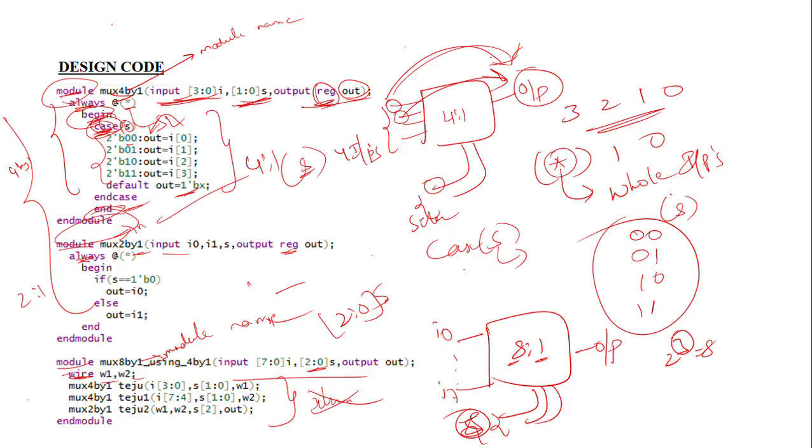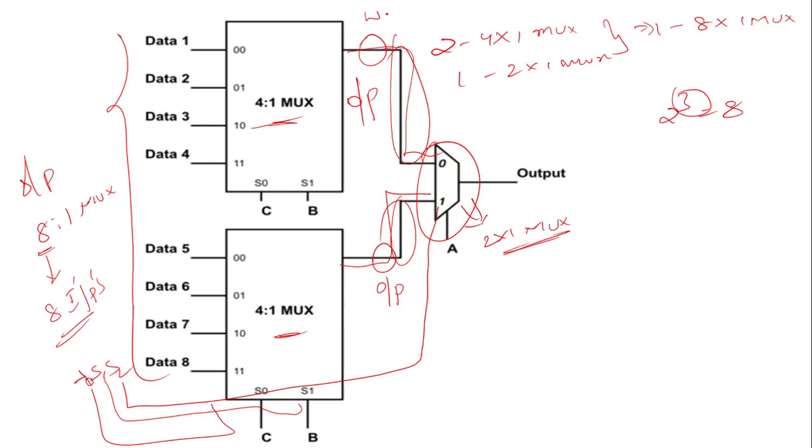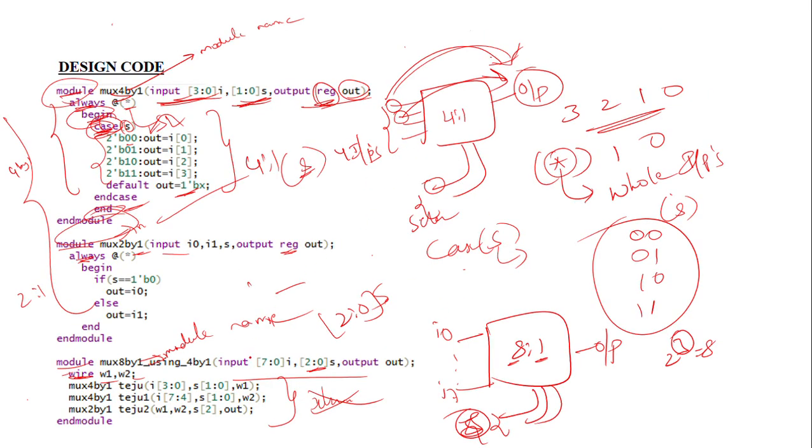So wire W1, W2. Here you can write this wire name as W1 and this wire name as W2, simply used for connecting purposes. So how are you going to connect the 4 by 1 mux? When you use this module inside this particular module, you are going to instance it. You have to connect this 4 by 1 with the 8 by 1, so you have to go into instance. That's why you write the module name of the code you are going to instance here.